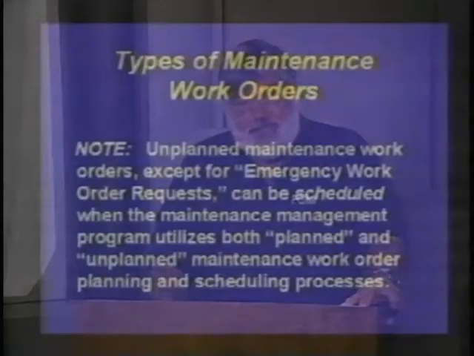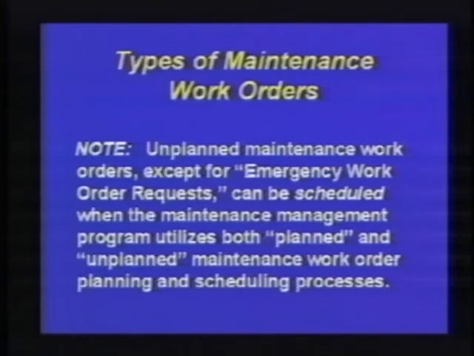Now, moving on to page number 6, we're addressing the data elements for those work orders that are planned, and again, those that are unplanned. Since we've gone through those, I'm not going to take the time to review them, but I would like to address the notation that I have on the bottom of page number 6. It reads as follows: unplanned maintenance work orders, except a true emergency, can be scheduled.